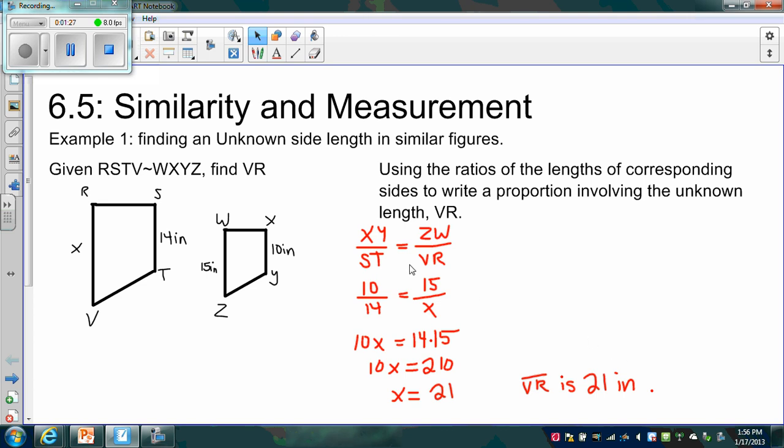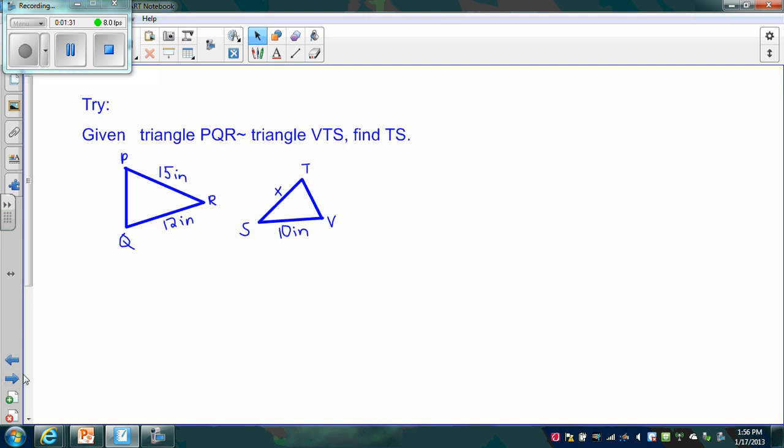So that's an example of how we use these ratios to help find an unknown. So I want you to give it a try. In this case, I gave you triangles, and I'm telling you that PQR, so this direction, PQR, is similar to triangle VTS. So I want you to find the length of T to S. So make sure you set up your ratios correctly so that the corresponding sides match up.